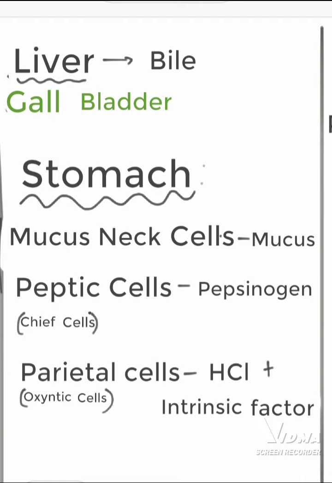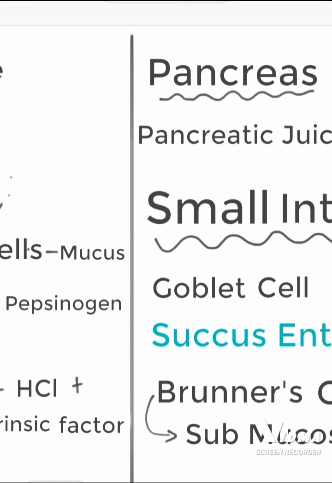The third one is the parietal cells. It is also called the oxyntic cell. It secretes two things. One is hydrochloric acid. The other one is an intrinsic factor. Intrinsic factor helps in the absorption of vitamin B12.